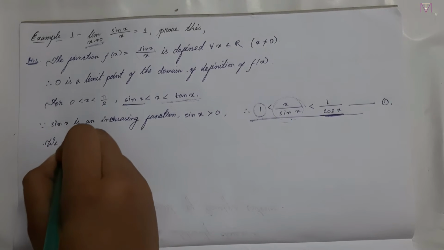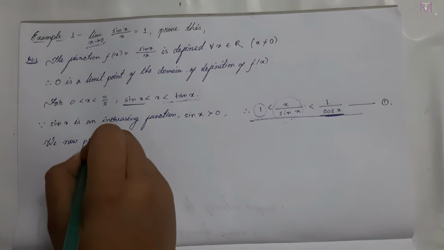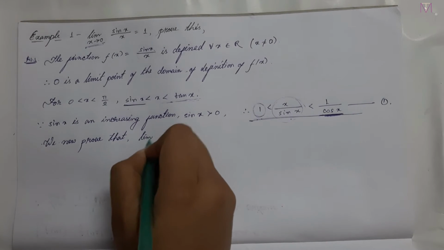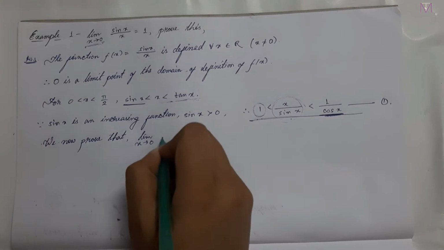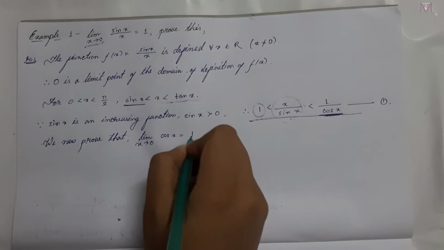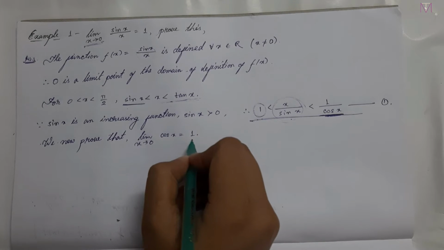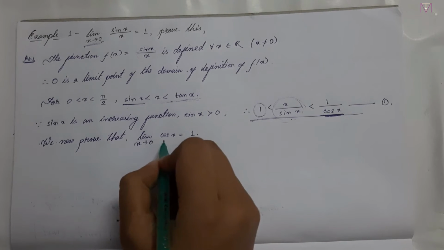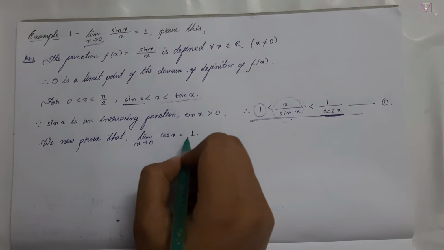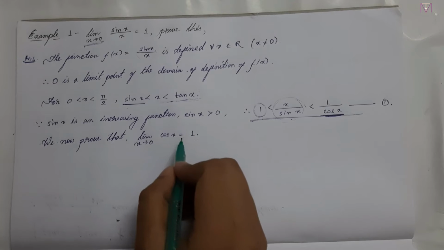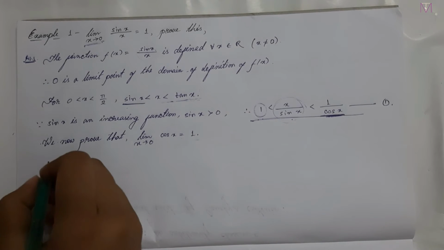We now prove that limit x tends to 0 of cos x is equal to 1. If I can prove that limit x tends to 0 of cos x is equal to 1, then I can easily prove that limit x tends to 0 of 1 by cos x is equal to 1. How? We have seen limit x tends to a of 1 by x is equal to 1 by a. So I can prove this. Okay, so let's start.